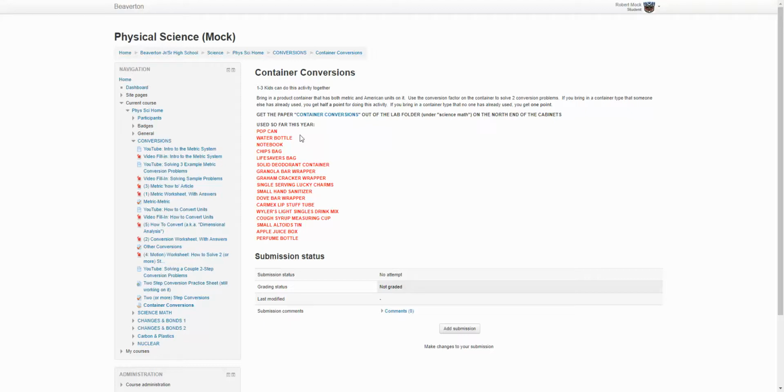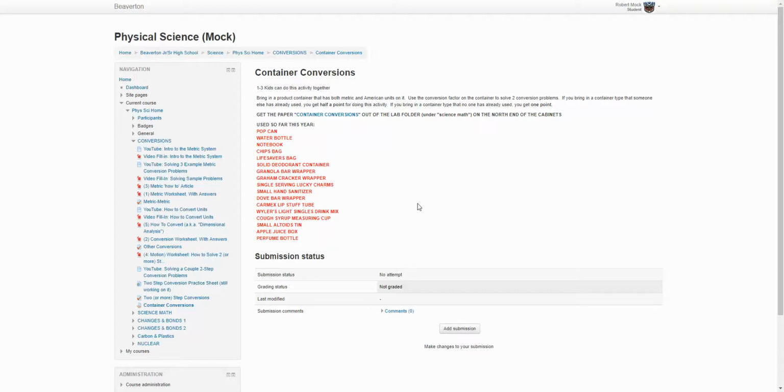So usually the first container I see is a pop can or maybe a water bottle because kids always have those handy. And as time goes on, if a kid wants a whole point, they'll bring in something more unusual. Like one kid used a small Altoids tin this year. I've even seen this year I saw a perfume bottle.